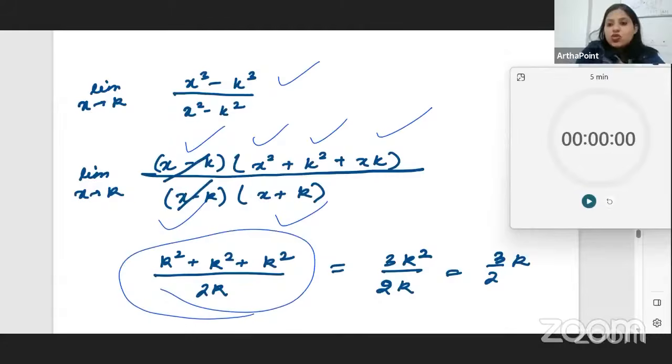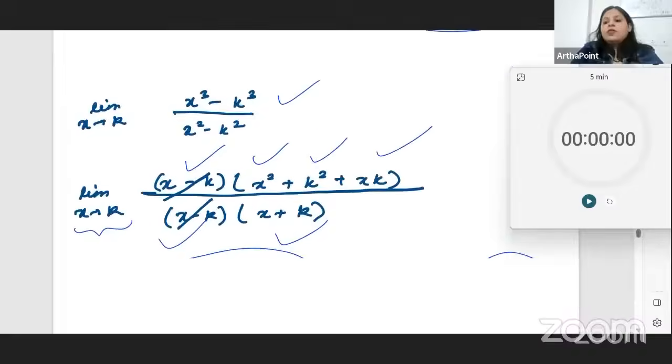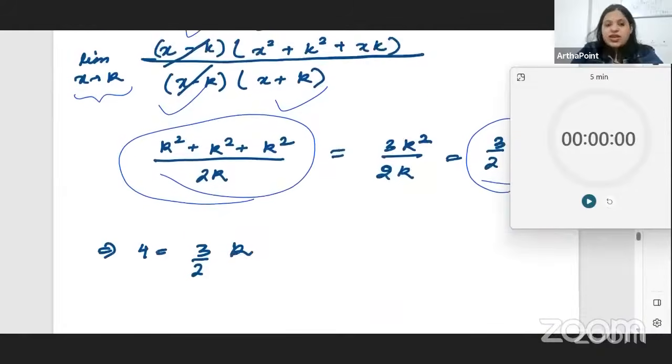But x tends to k. X tends to k, so everywhere instead of x put k. When you put k instead of x everywhere, you will get 3 by 2 into k. So you have to now equate the two. From this side, I have got the answer as 4. From here, I have got 3 by 2 into k.